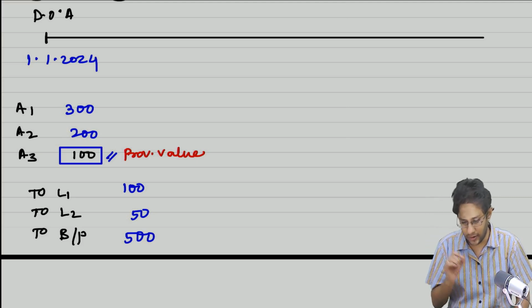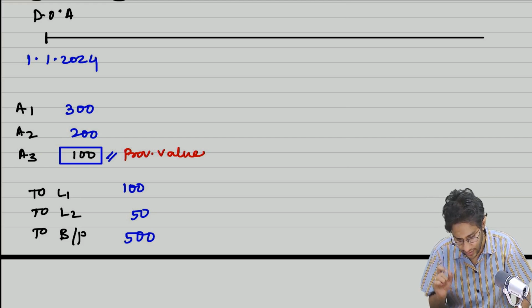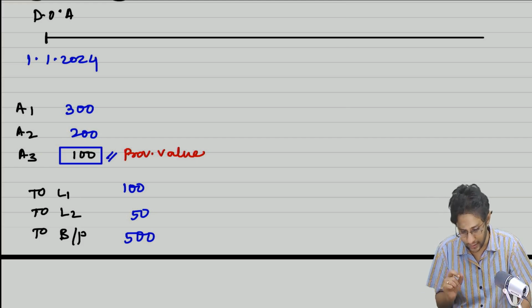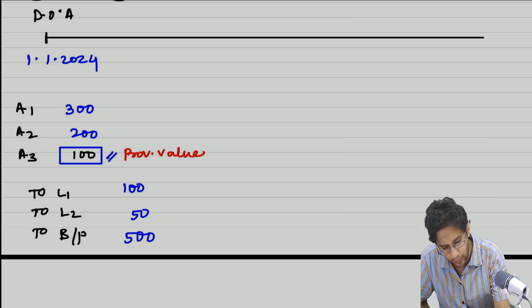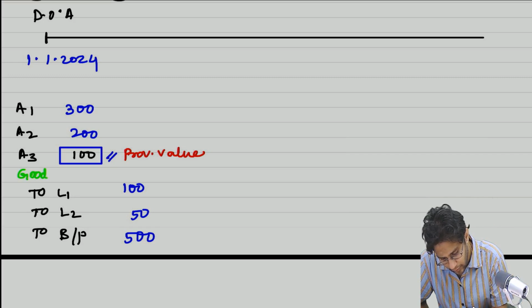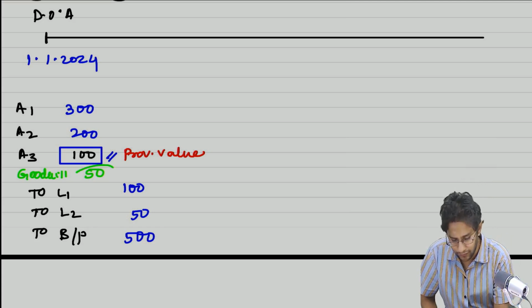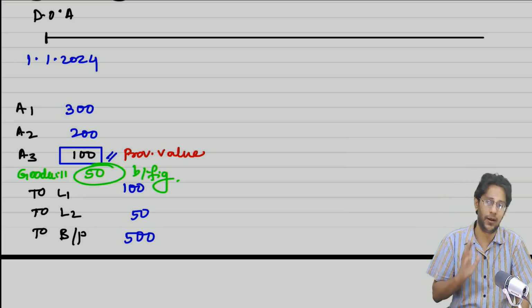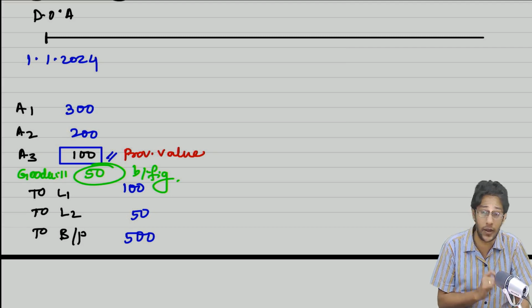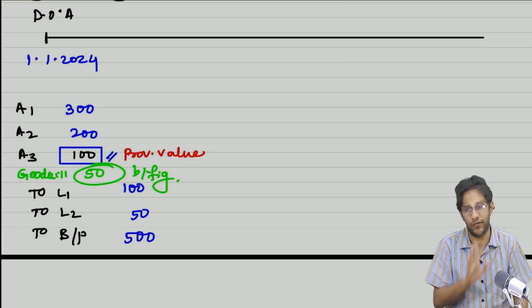As a result, what happened? 300, 200, 100, this is 600. 600 minus 150 liability, 450. 450 versus 500. So there is a goodwill now. Okay. This goodwill 50 is a balance. Mind you, your goodwill number is not a final number. Why is the goodwill number not final? Your A3 number is a provisional value.